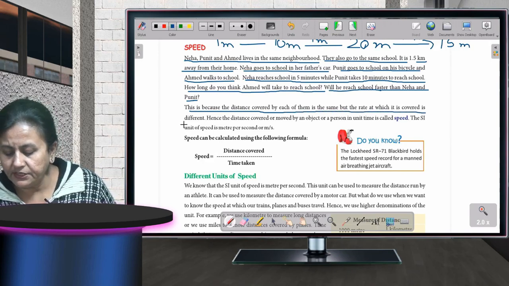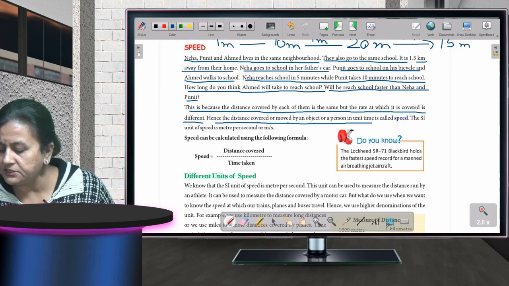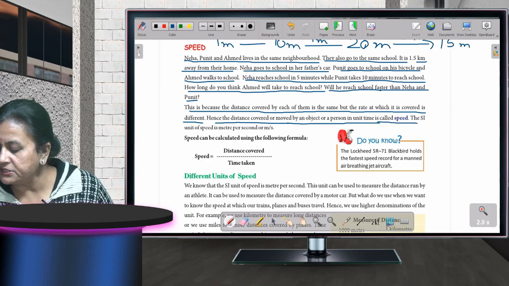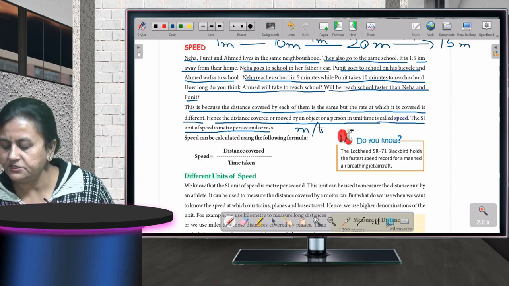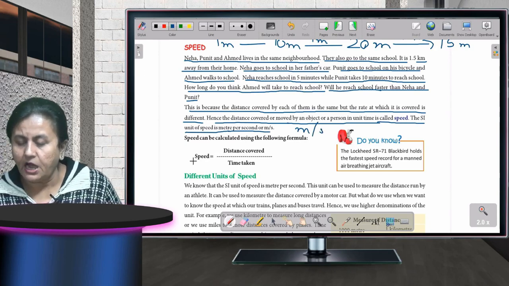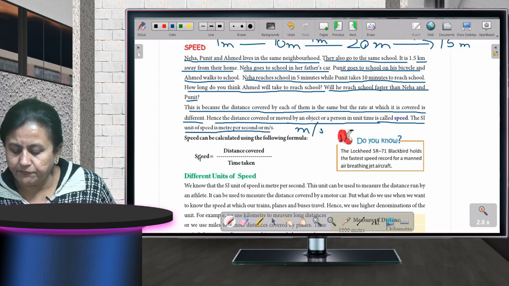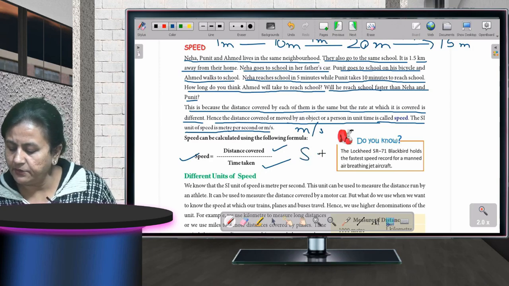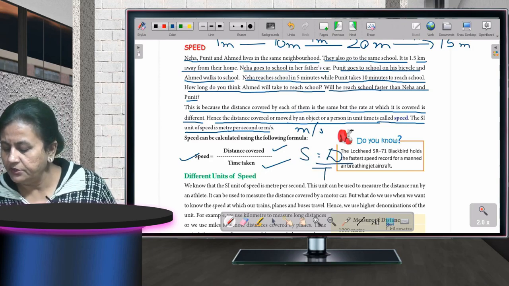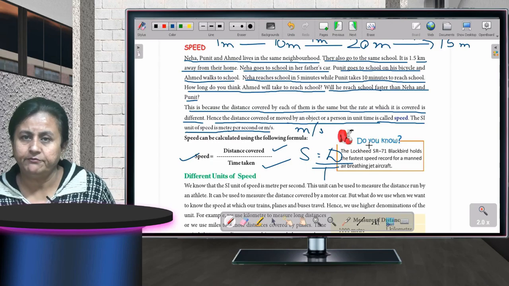is covered is different. Hence, the distance covered by an object or a person in a given time is called its speed. And the SI unit of speed is meter per second. Fine, children? So, how do we calculate speed? The formula for calculating speed is: speed is equal to distance covered upon time taken. Fine, children?